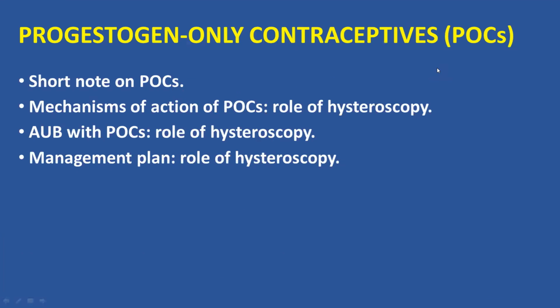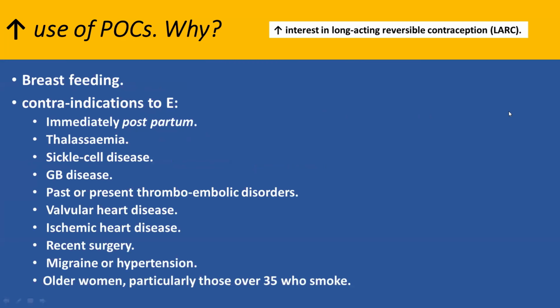You know that progestogen-only contraceptives include different forms of synthetic progesterones used for contraception. In this short lecture, I'd like to address the progestogen-only contraceptives, the mechanism of action and role of hysteroscopy, abnormal bleeding and role of hysteroscopy and management plan, and again, role of hysteroscopy in this field. And this is actually a novel indication of hysteroscopy in this field.